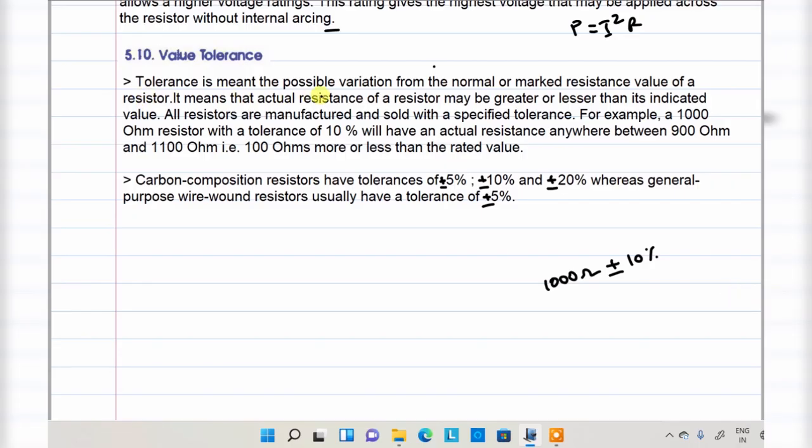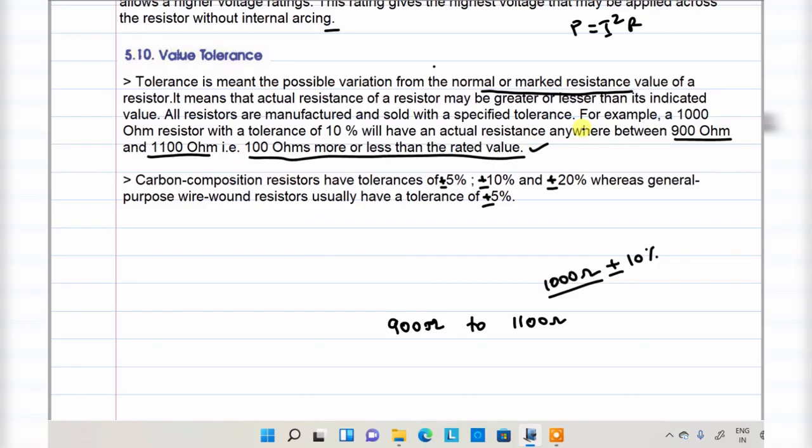So tolerance means a possible variation of the nominal value or marked value. For example, I marked a value of 100 ohm with the help of color coding, but I mentioned in the color coding itself that plus or minus 10% tolerance is there. The manufacturer decided. It means that the actual resistance may be greater or less than the indicated value. In this case, for a 1000 ohm resistance with 10% tolerance, the resistance can be from 900 ohms to 1100 ohms. So 100 ohms is more or less than the rated value.